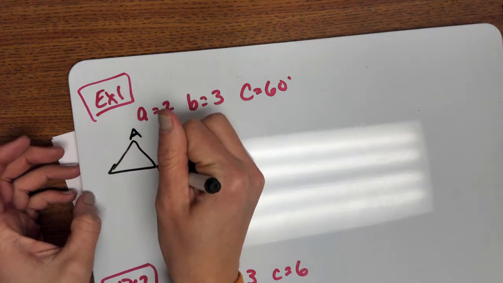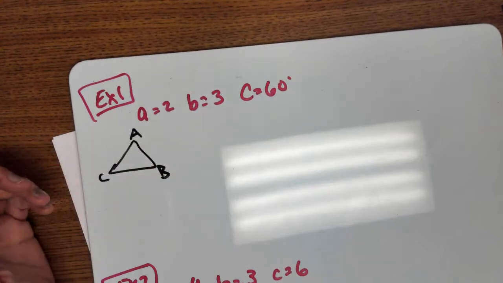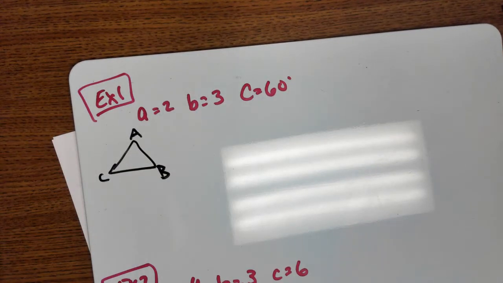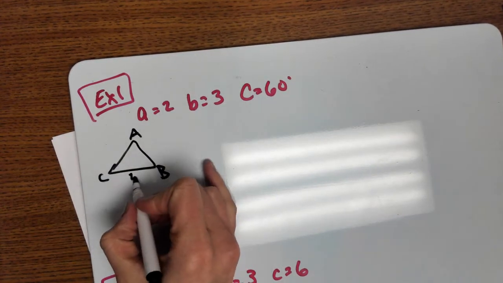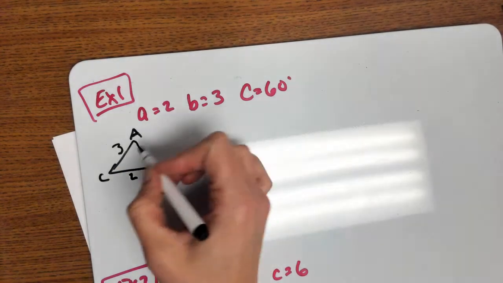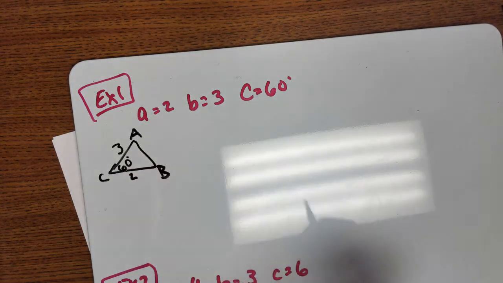If not, you're going to have to use law of cosines, what we just saw on the previous slide. So label what we have. A is 2, B is 3, C is 60. So we do not have a corresponding side and angle, which means we have to use the law of cosines. The nice thing is there's only two options, so if sines doesn't work, cosines has to.